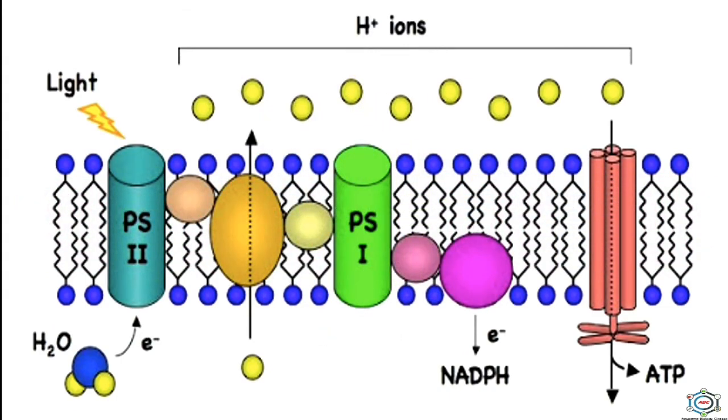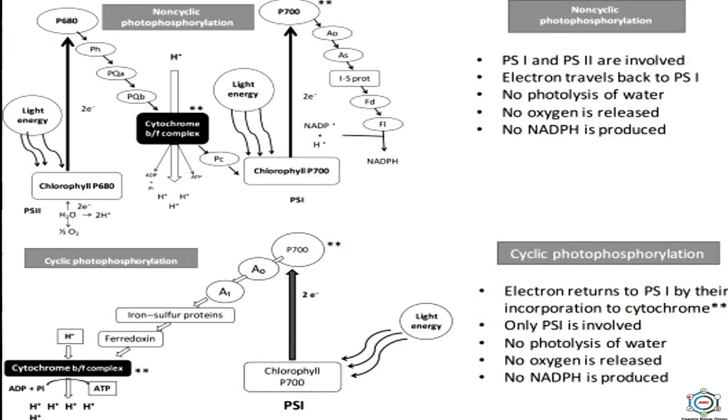Now, after this, what are the main differences between the non-cyclic and cyclic photophosphorylation? So at first, in case of non-cyclic, photosystem I and photosystem II are involved. Electrons do not travel back to photosystem I. There is photolysis of water and oxygen is released, and NADPH is produced. While in case of cyclic photophosphorylation, electrons return to photosystem I by their incorporation into cytochrome. Only photosystem I is involved. No photolysis of water, no oxygen is released, no NADPH is produced.